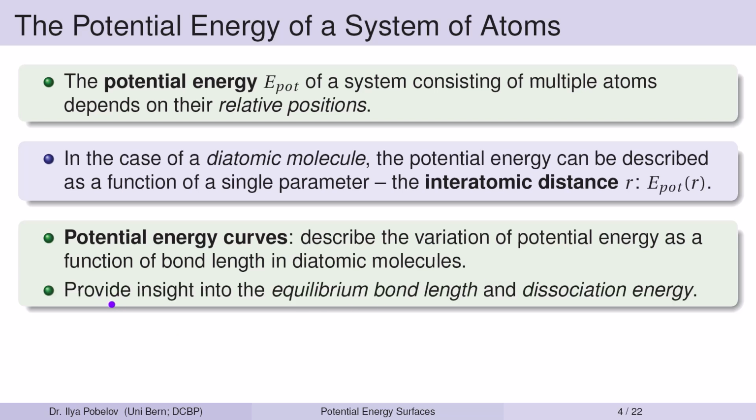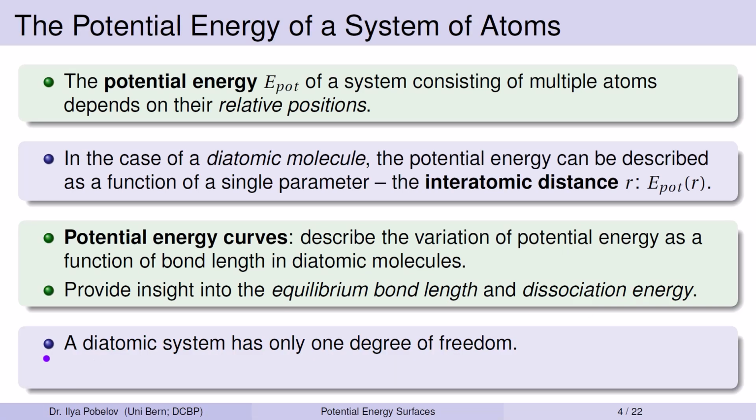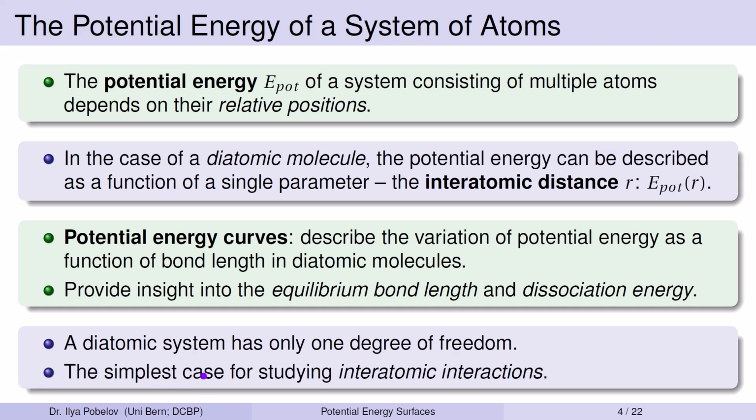These curves provide insight into molecular properties such as the equilibrium bond length and dissociation energy. Since a diatomic system has only one degree of freedom, the bond distance between the two atoms, it is the simplest case for studying interatomic interactions.